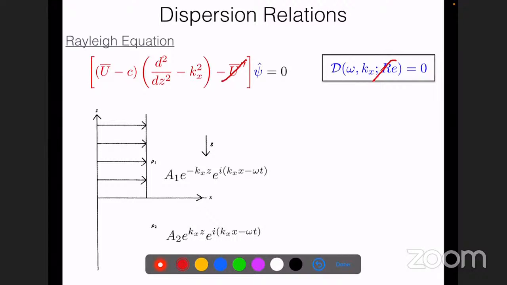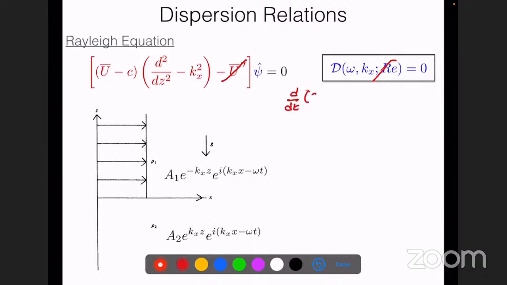But if you don't want to do that, you want to do it at individual layers and then try to apply the matching of kinematic and dynamic boundary conditions, then in individual layers, u is a uniform quantity. So u double dash is equal to 0. So what kind of boundary condition should we apply? The first boundary condition is called the kinematic boundary condition.